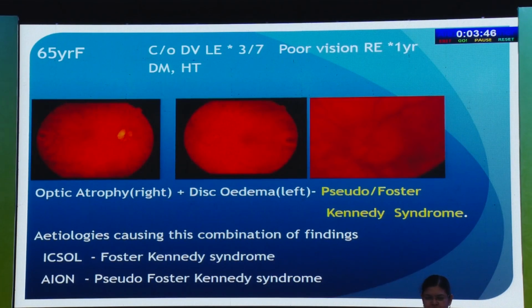Again, always examine both eyes. The patient was complaining of blurring in the left eye, with left disc edema, and the other eye had a pale disc. So this is a case of Foster-Kennedy syndrome, or pseudo Foster-Kennedy syndrome. You can only differentiate by doing an MRI. So this was actually an AION which presented. So always examine both eyes. Even though the complaint is in one eye, always examine both eyes, and that will help you in narrowing your diagnosis.